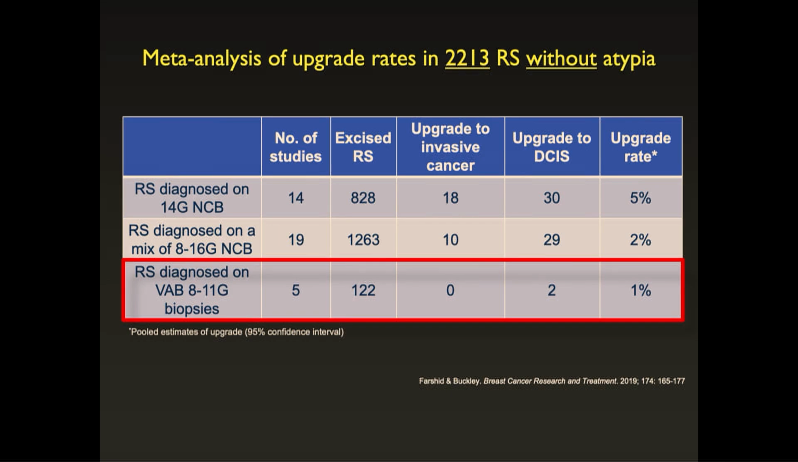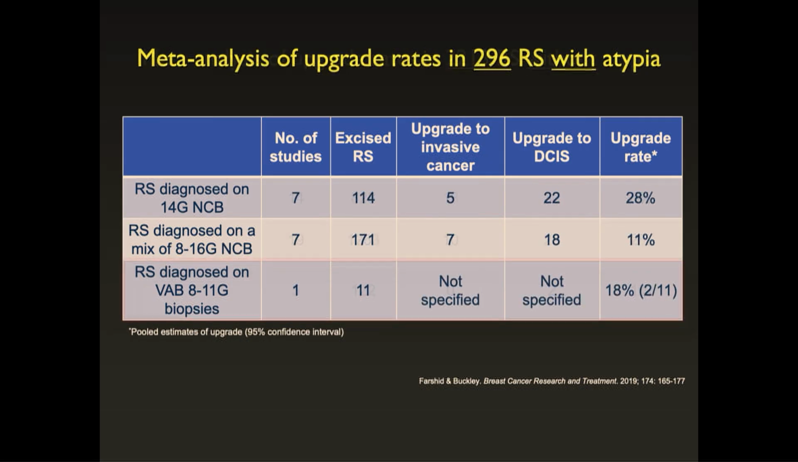Then they divided it into radial scars with atypia and radial scars without atypia. They had 2,000 radial scars without associated atypia. For those radial scars diagnosed with a vacuum-assisted biopsy between 8 to 11 gauge, the upgrade rate was only 1%. And again, most of these are from distortions that we see mammographically. We do those using a 9-gauge stereo vacuum-assisted biopsy, so it really does fall into that category, and the upgrade rate is very low at 1%.